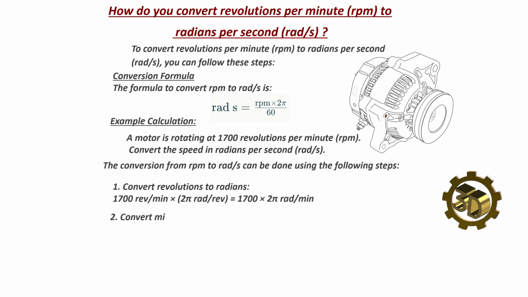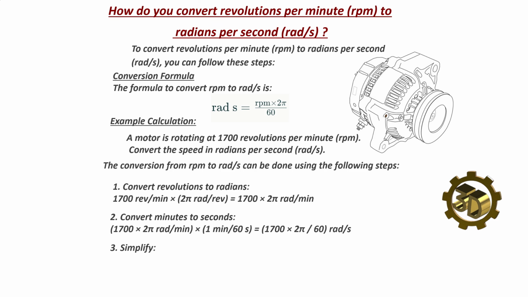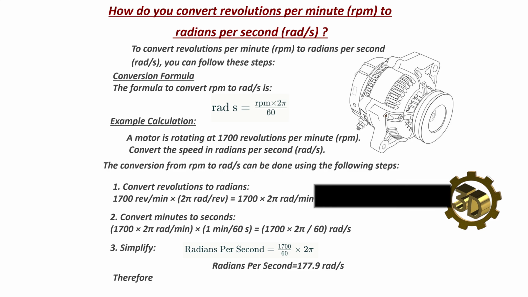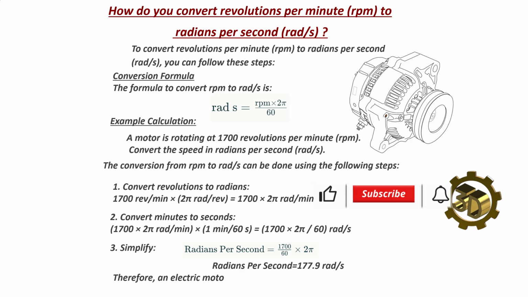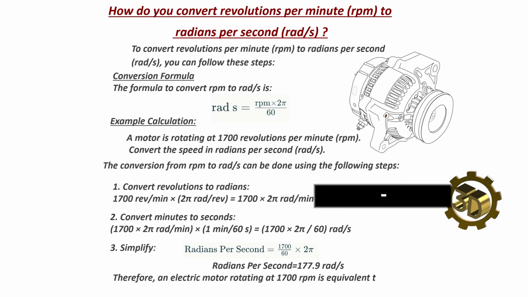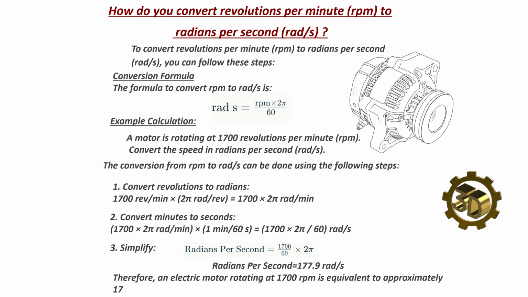Convert minutes to seconds. 1700 times 2 pi times 1 minute divided by 60 equals 1700 times 2 pi divided by 60. Simplify. 1700 times 2 pi divided by 60 equals 177.9 radians per second. Therefore, an electric motor rotating at 1,700 RPM is equivalent to approximately 177.9 radians per second.